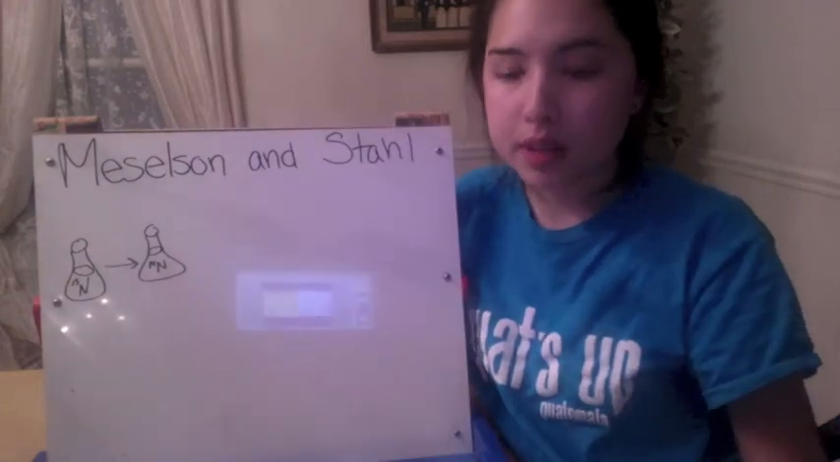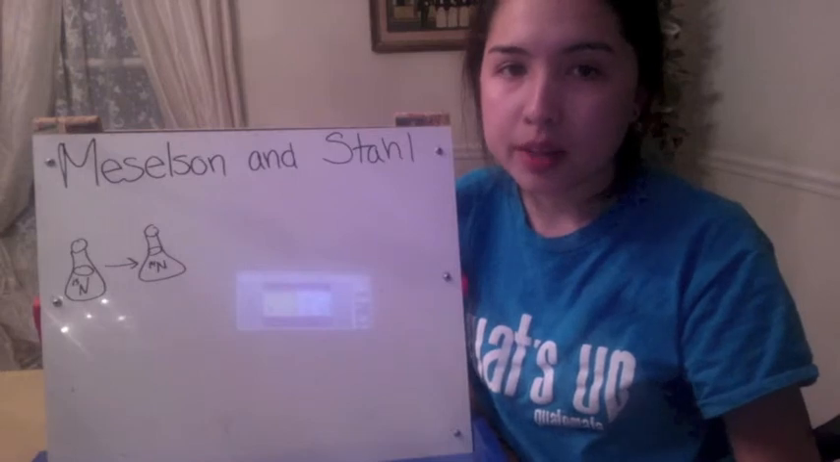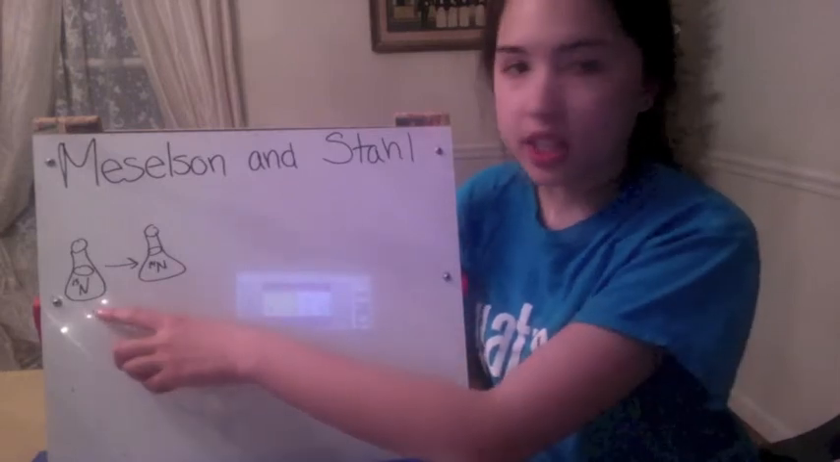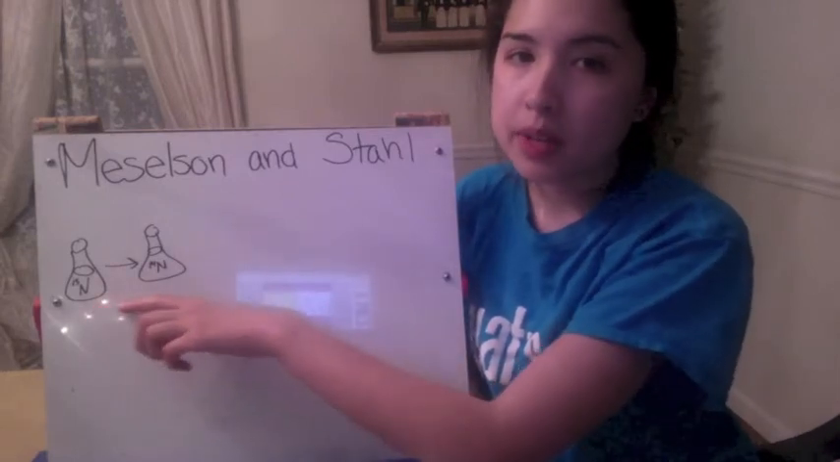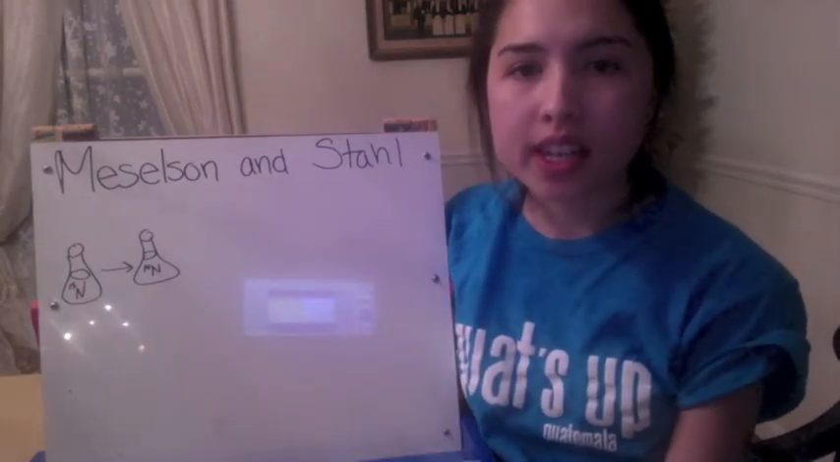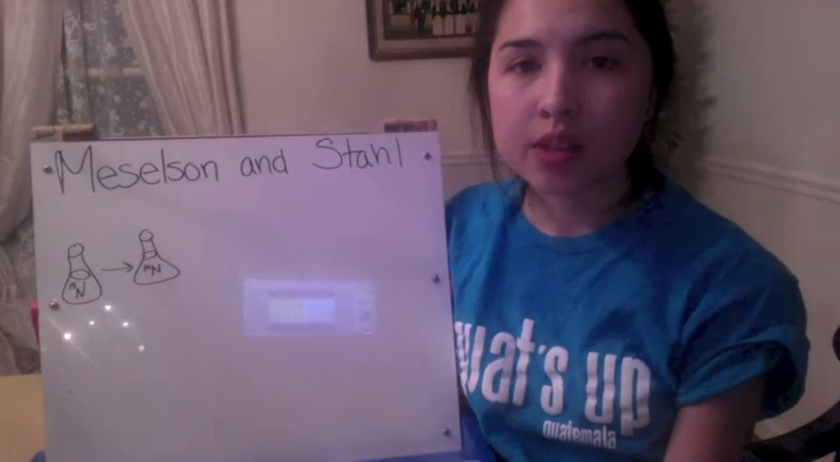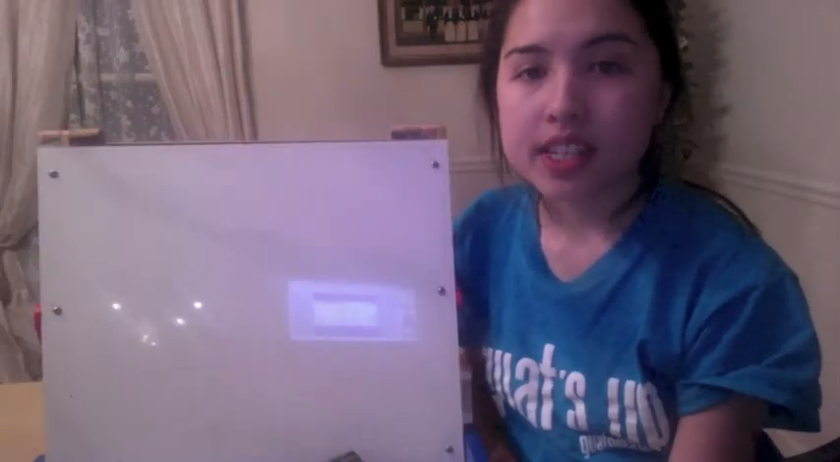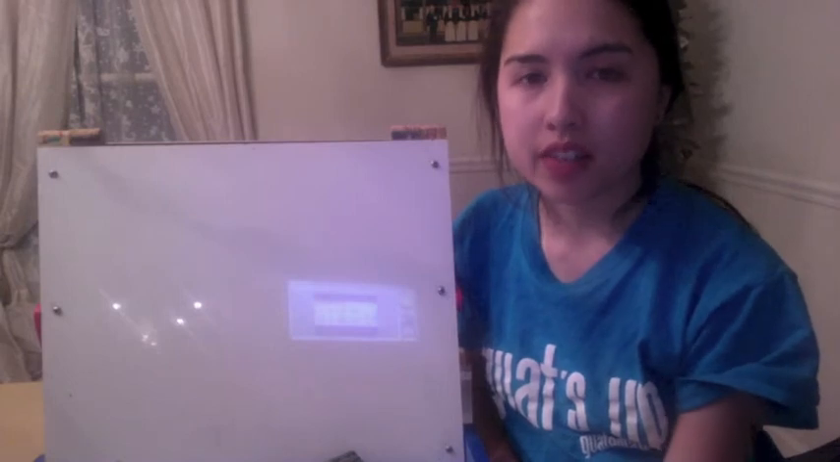In their experiment, bacteria cultured in medium containing nitrogen-15 was transferred to medium containing nitrogen-14. After about 20 minutes, the DNA sample was centrifuged, showing the first replication. After about 40 minutes, the DNA sample was centrifuged, showing the second replication.